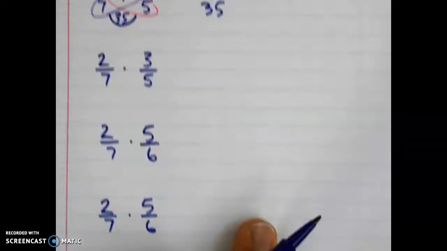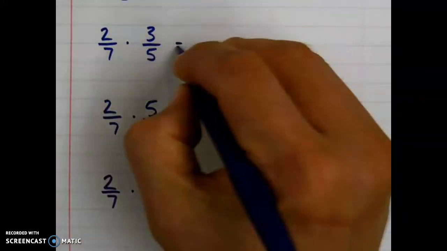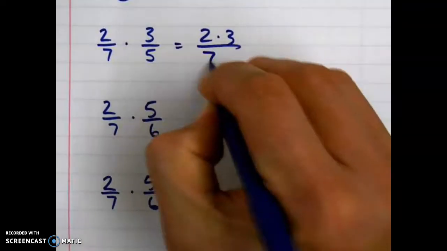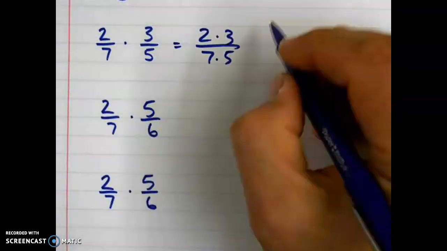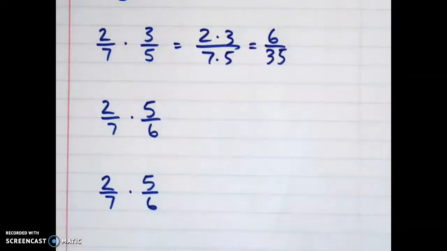Now let's talk about multiplying. Multiplying is pretty easy. You just multiply the tops and multiply the bottoms. So you have 2 times 3 and 7 times 5. Okay? Remember, when you're adding and subtracting, you add the tops, but you don't add the bottoms. When you're multiplying, you multiply the tops and the bottoms. So multiply the tops, you have 2 times 3. Multiply the bottoms, you have 7 times 5.